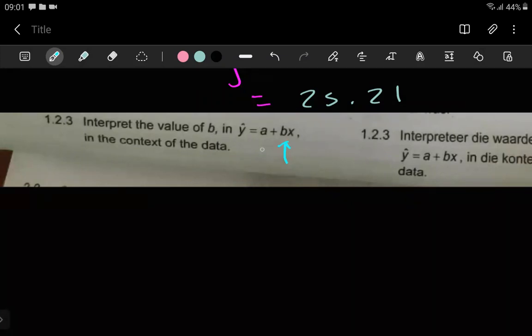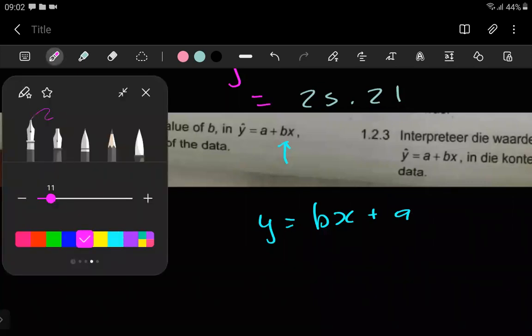Because remember this format, you can even write it like this. So what would bx plus be? What does b represent? It is negative 0.46. Yes, but then what does it tell you about this line? It's your gradient. Gradient, that's the word we're looking for. So what we know is b gives us an idea of the gradient, right?